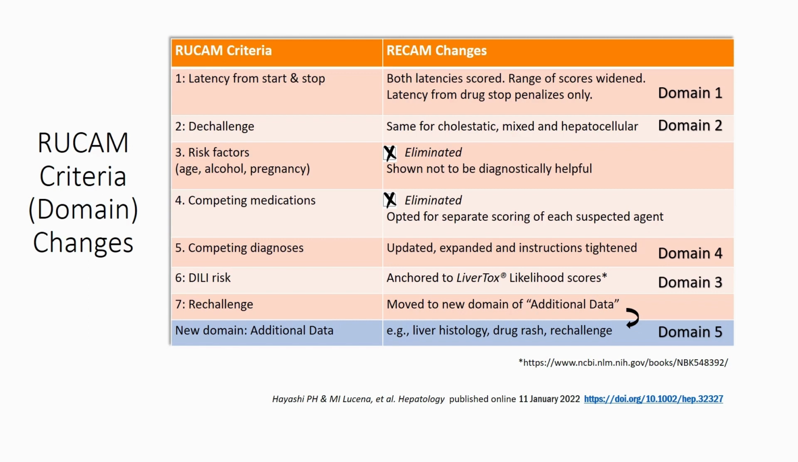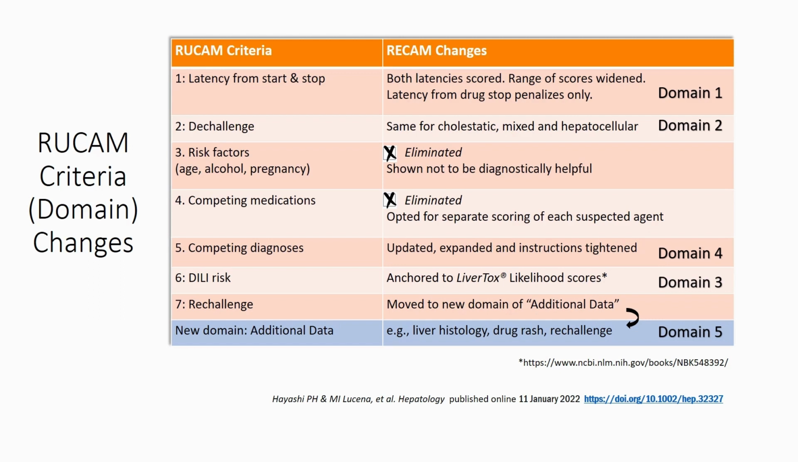The latency from start and stop is now both scored. As you remember, in RUCAM it was one or the other. The range of scores was widened, and the latency from drug stop only penalizes in domain 1. Domain 2, which is de-challenge, is where the RUCAM differs the most along cholestatic, mixed, and hepatocellular. Both in the DILI and the Spanish registry, it didn't matter. So this step of discerning between these types of injuries was eliminated. Risk factors, age, alcohol, and pregnancies were eliminated. As we suspected, they did not help diagnostically in the RECAM.